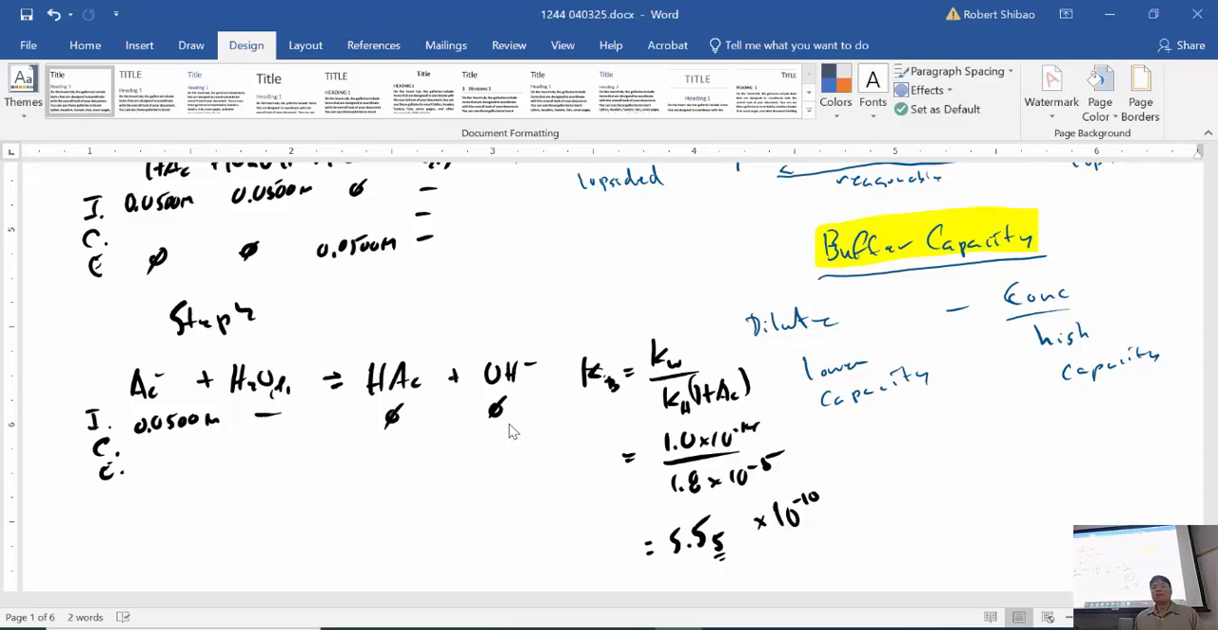So the Kb is quite small. It's 10 to the minus 10. Acetate's not that good of a base. But let's go ahead and do the calculation. So this is just a standard Kb calculation like in chapter 17.